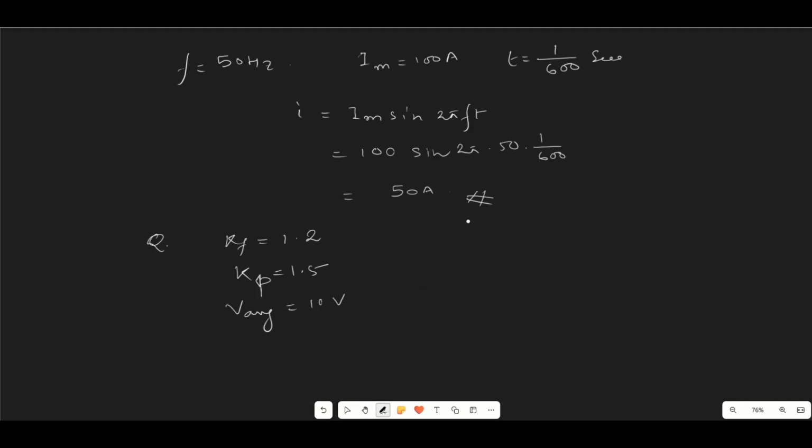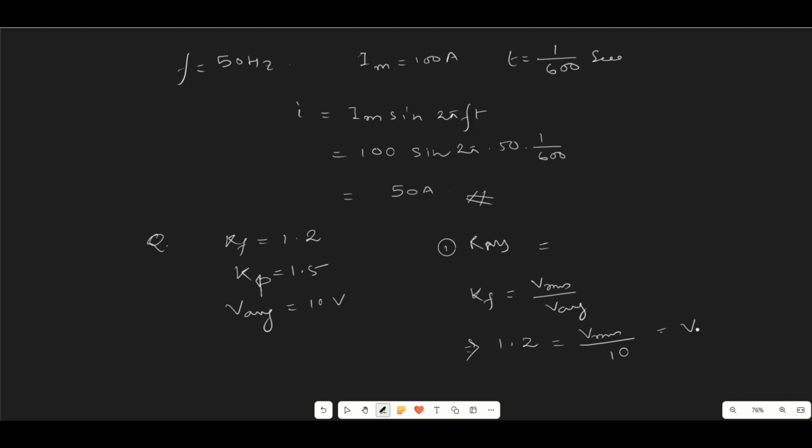Next, you have to calculate the RMS value and the maximum value. So for the RMS value, using the formula, the form factor Kf is given by VRMS divided by V average. It is a directly straightforward question. So Kf is 1.2 and this is VRMS divided by 10.